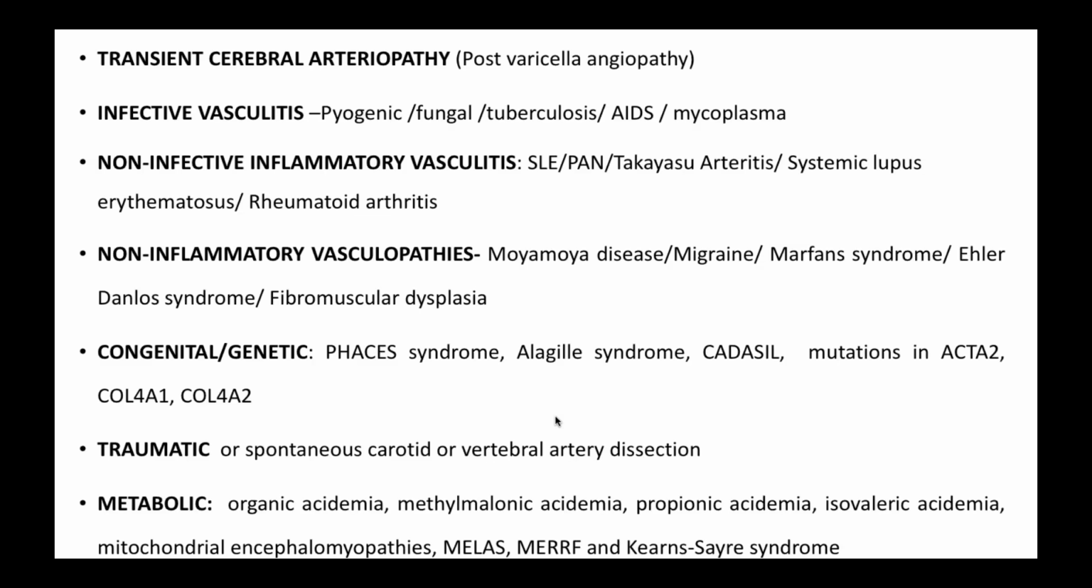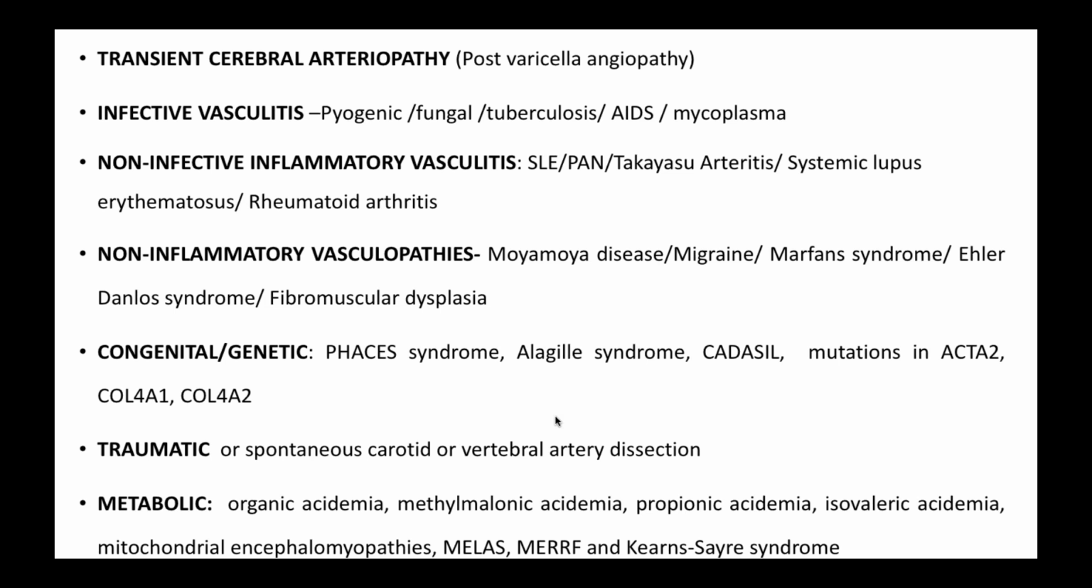What are the various arteriopathies which can cause AIS? First is transient cerebral arteriopathy, also called post-varicella angiopathy, because there is generally a history of varicella infection in the child preceding by 3 to 12 months. That could be one of the etiologies of TCA. The second is infective vasculitis. In our country, tuberculosis is one of the major factors for infective vasculitis resulting in AIS, so we have to rule this out also. Then non-infective inflammatory vasculitis like SLE, PAN, Takayasu, rheumatoid can also present with AIS.